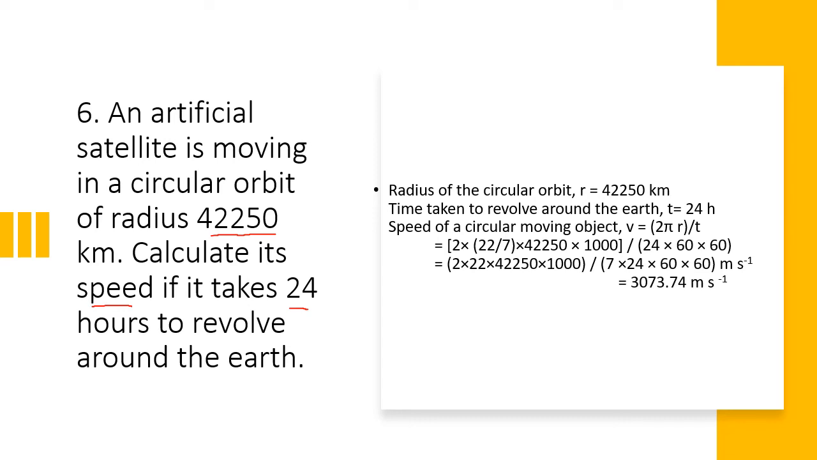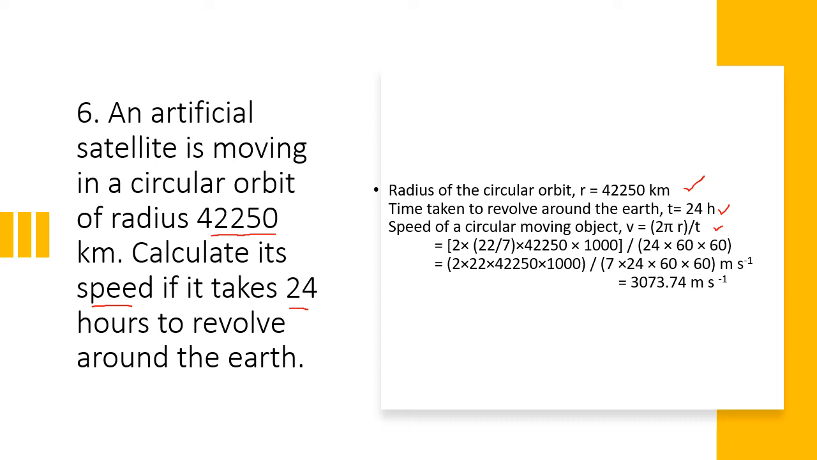Okay, so let's write all the given values here. R is equal to 42,250 kilometers, time taken 24 hours, and the speed is 2 pi r divided by t, because it is uniform circular motion. So substitute all the given values in this formula.